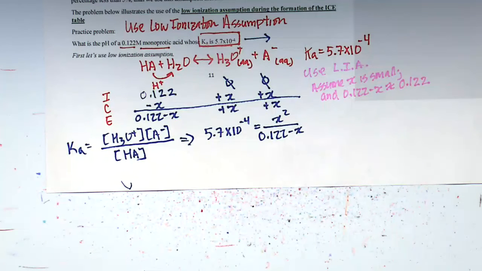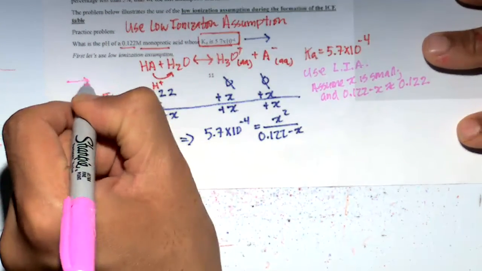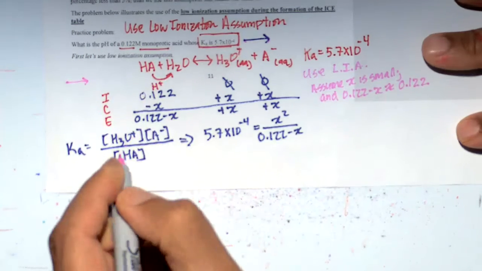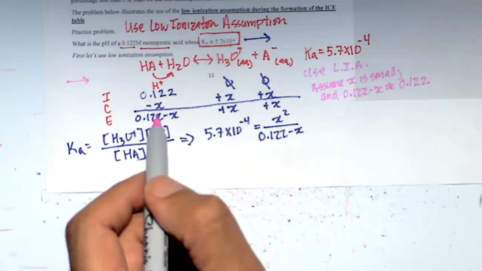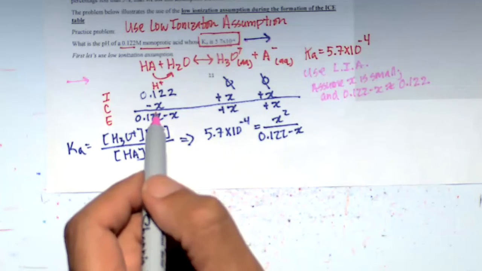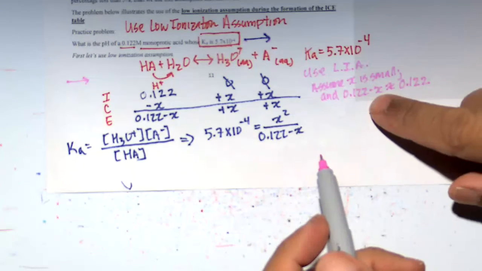So let's think about it. It's not going totally this way. Okay? It's very, very small. This x, the extent to which this is going this way, is very, very small. It's so small that 0.122 minus x is essentially 0.122. It's not going all the way, just very little extent. Okay, that's what the assumption states.